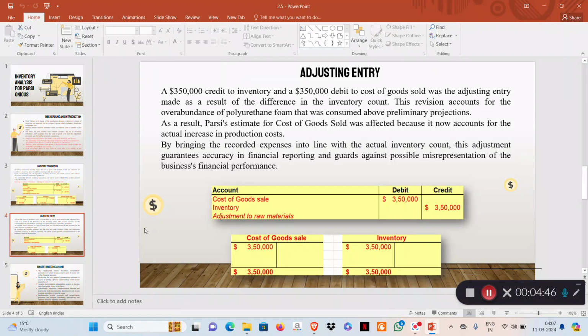Here we have a table which shows the account debit and credit. In that we have cost of goods sold, inventory, and adjustment to raw material. Cost of goods sold is debit, which is $350,000. Inventory credit is $350,000. The next table indicates the cost of goods sold and inventory. Cost of goods sold is $350,000, and the inventory is also $350,000.